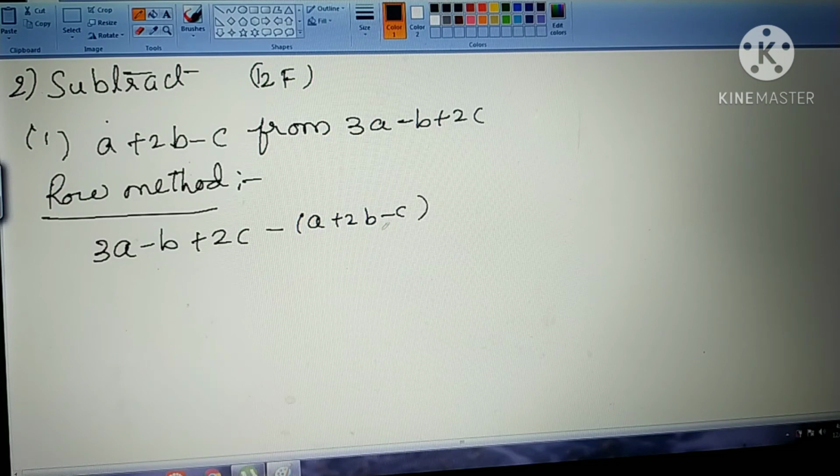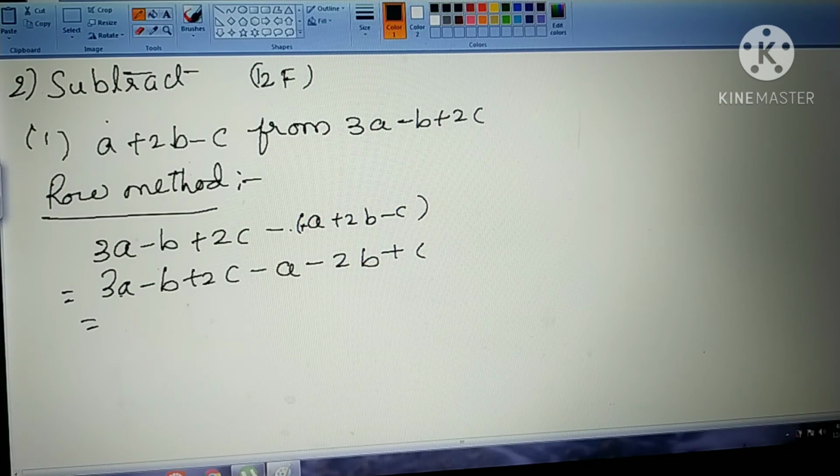So here what I am doing now? I am removing these brackets and also applying this minus sign in between the terms. Now see 3a minus b plus 2c. I am multiplying with this minus. Minus into plus, what you get here? Minus a. Minus into plus, minus 2b. Minus into minus, plus c.